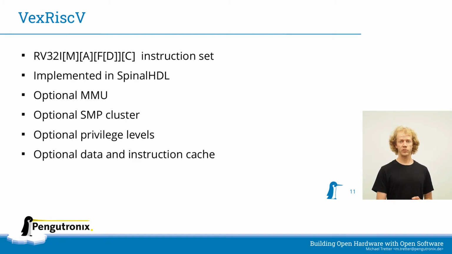For example, you can add an MMU, build it as an SMP cluster, enable and disable the privilege levels, and add or remove the data and instruction cache. The VexRiscv is optimized for FPGA usage without any vendor-specific primitives. Therefore, we can use it on the ECP5 with an open source toolchain. This gives us a very flexible CPU core to play with.